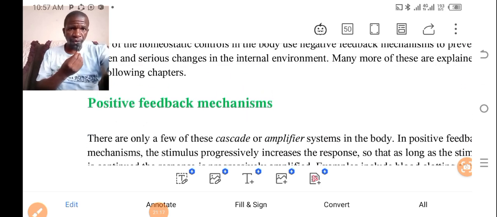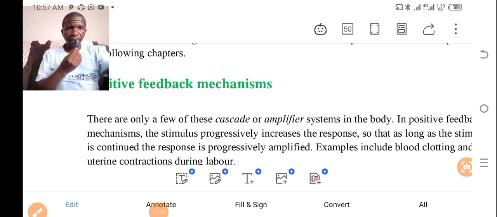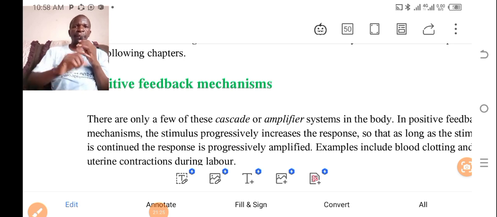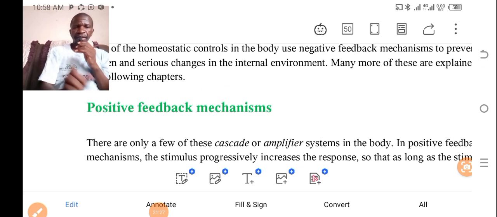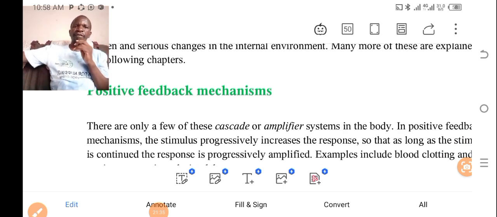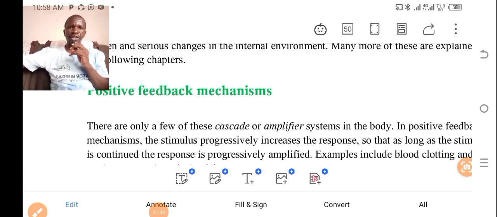Now I want to look at what we call the positive feedback mechanism. There are only a few of this cascade or amplifier system in the body. The positive feedback mechanism is the opposite of the negative feedback mechanism. In what sense? The negative feedback mechanism reverses the stimulus. It negates the stimulus. It goes against the stimulus, right? It corrects the situation. If the temperature is high, it reverses it. If the temperature is low, it reverses that. If the BP is high, it decreases it.